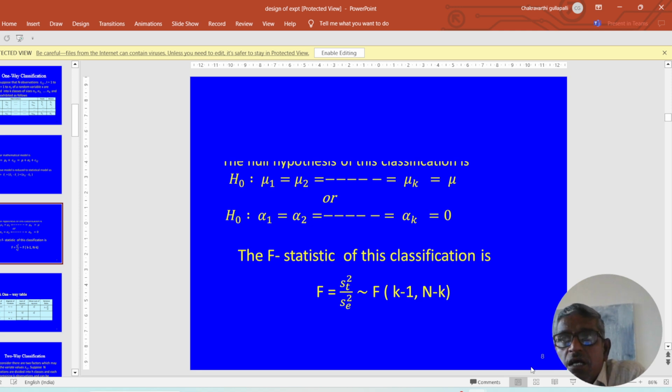Because we are testing a number of means. Suppose you want to test only two means, we use the t statistic. But here we are testing a number of means, that is 1 to k, so that's why we apply the F statistic. The F statistic means mean sum of squares due to treatments divided by mean sum of squares due to errors.